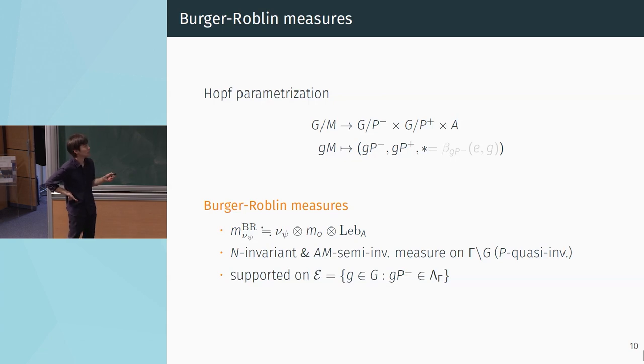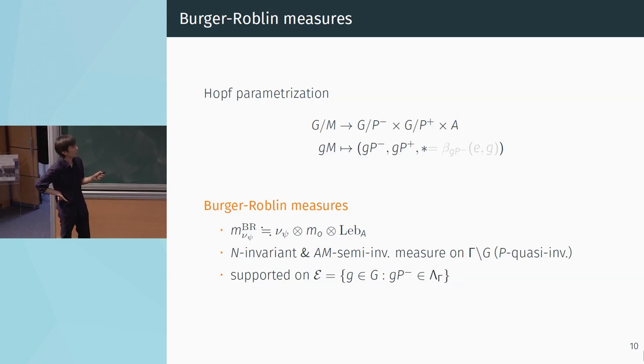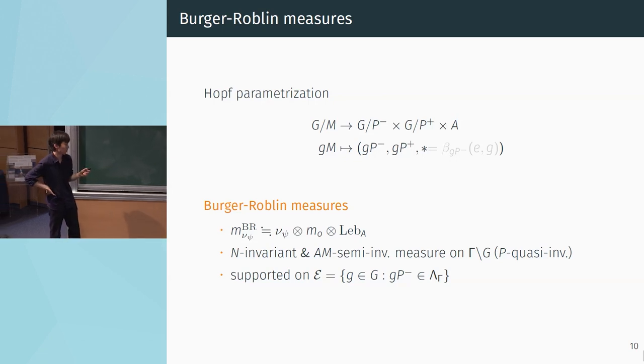One thing to notice is that if you put your conformal measure to be the one that is supported on the limit set, which doesn't have to be, but if you do that, then the support of the Burger-Roblin measure is going to be described exactly by this set. I call it calligraphic E, which is the set of all g whose forward endpoint, gP minus, which is my convention for the first coordinate of the half parameterization, is inside the limit set.